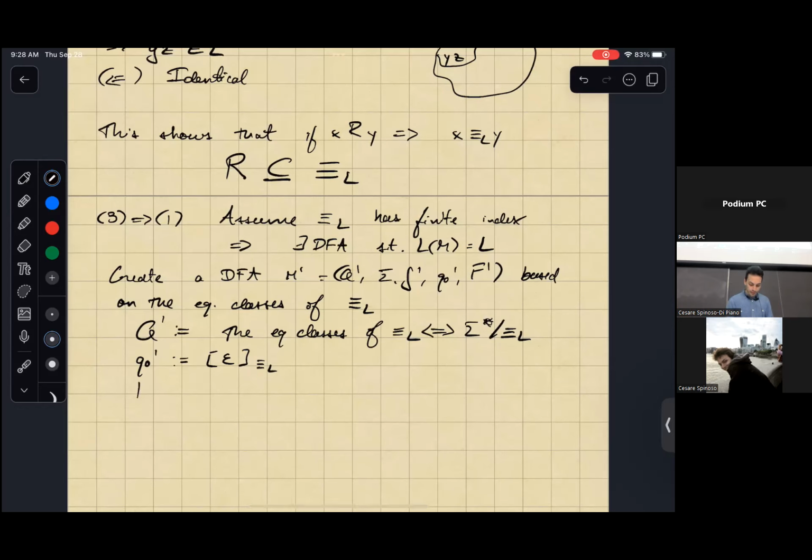The before last thing is defining the set of accept states. This is also not going to be that tricky. I'm just going to take all the strings that are in L, and use them as the representatives of the equivalence classes. And those equivalence classes are going to be the accept states.